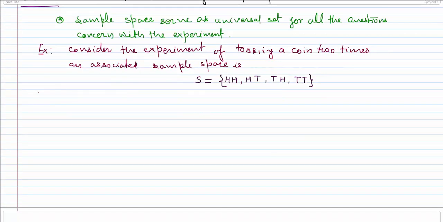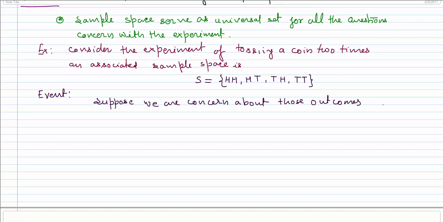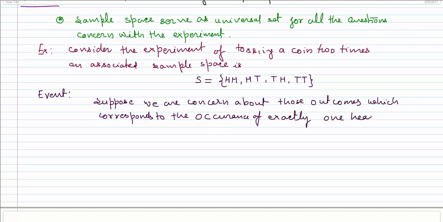Now let us talk about the event part in this sample space. Our question is, we are interested in those outcomes which correspond to the occurrence of exactly one head. So this is the question regarding the event. This is the question that we have in our mind. So what should be in the event? Exactly one head is in this case and this case. So the event must consist of HT and TH, head tail and tail head. So this is the event regarding this question.